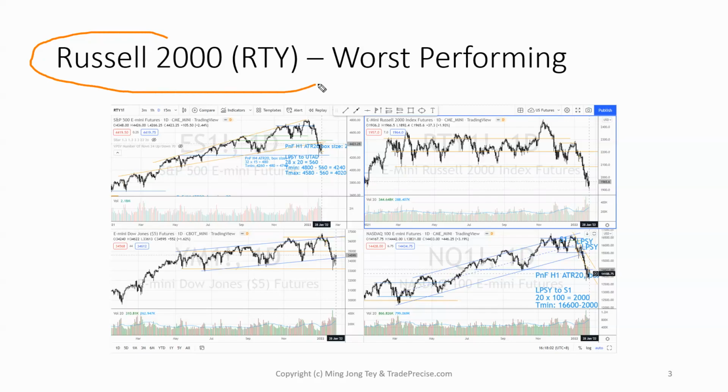Anyway, I will be covering all the major indices in detail, but right now you can clearly see the absolute performance, and also the relative performance. The Russell 2000 is definitely the worst performing index among these four.